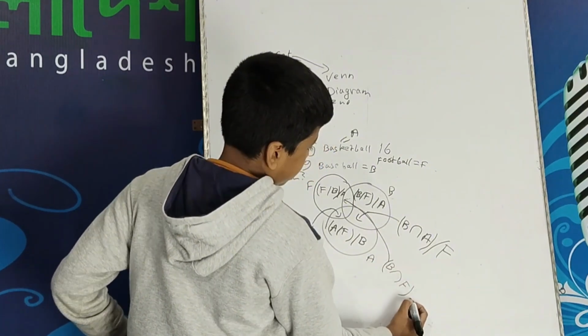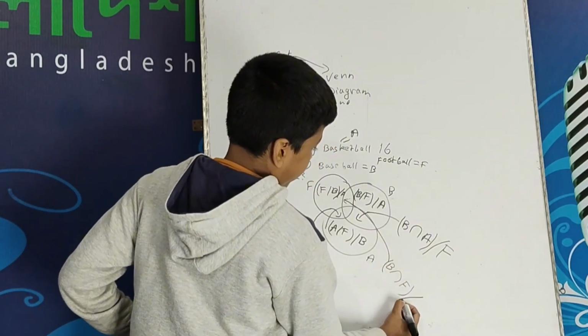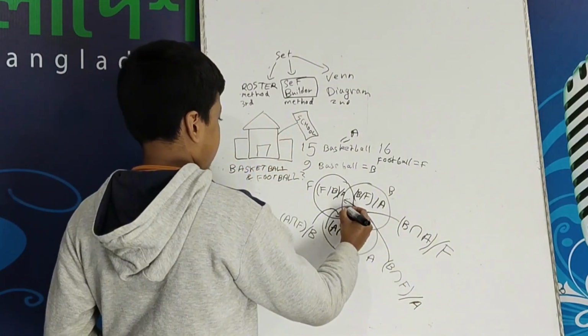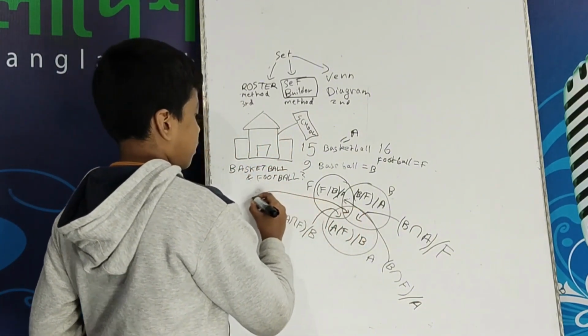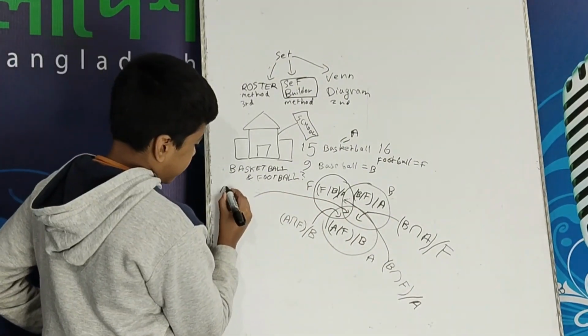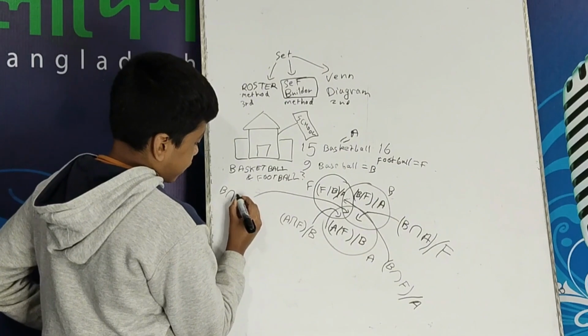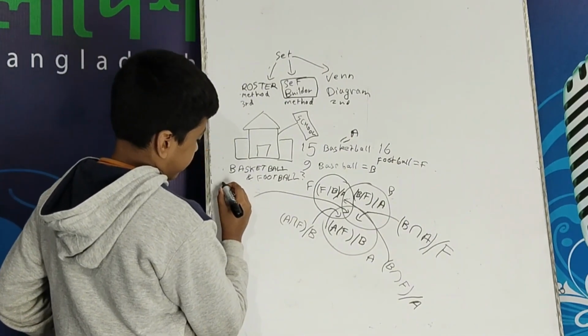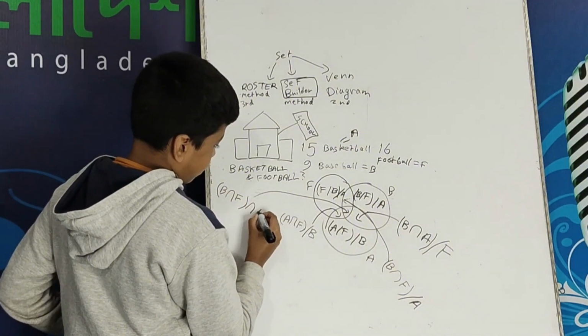And then we have to do /A. And now the final middle region. This includes all of the other regions. So this is B intersection F intersection A. We can put parentheses right here.